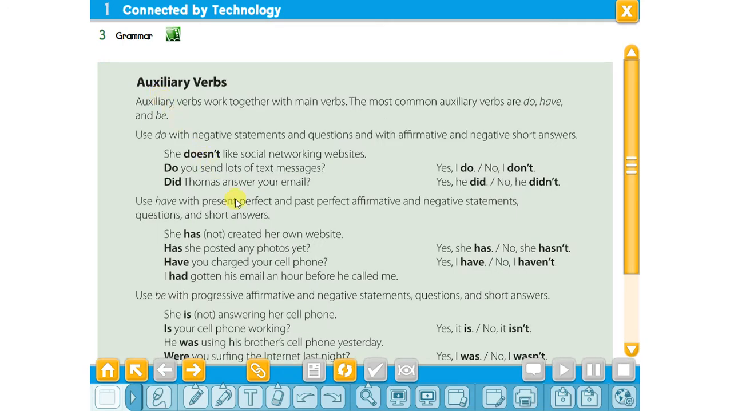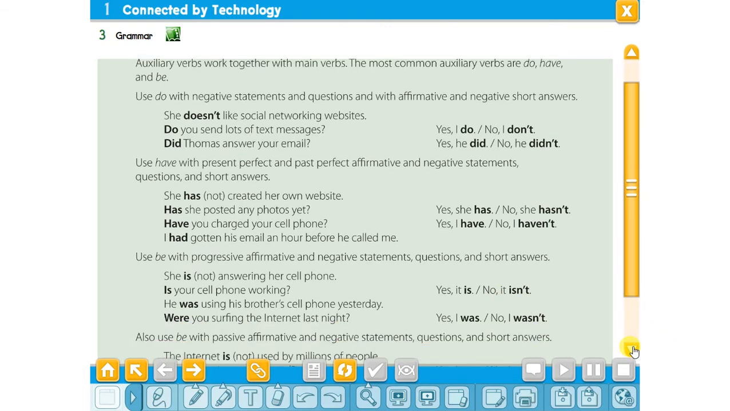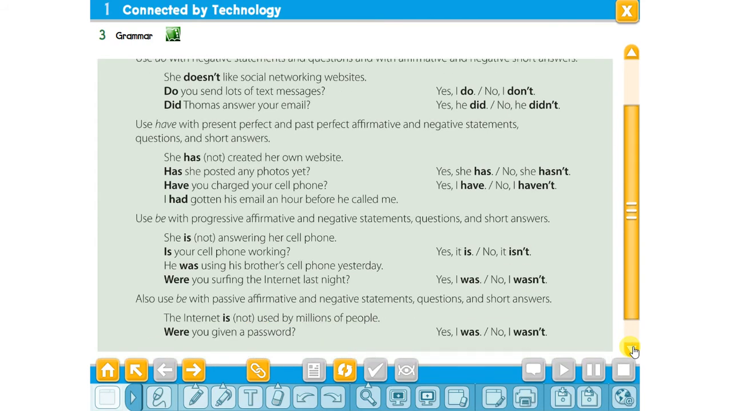Auxiliary verbs come in questions, are used in questions like this. Auxiliary verbs are used with negatives like this. Auxiliary verbs are used with past perfect or present perfect, etc. You see, auxiliary verbs are used in progressive, affirmative, and negative. So, a lot of uses are there for auxiliary verbs.